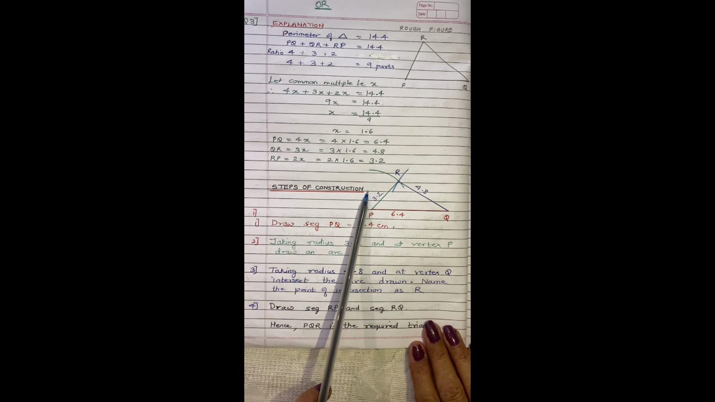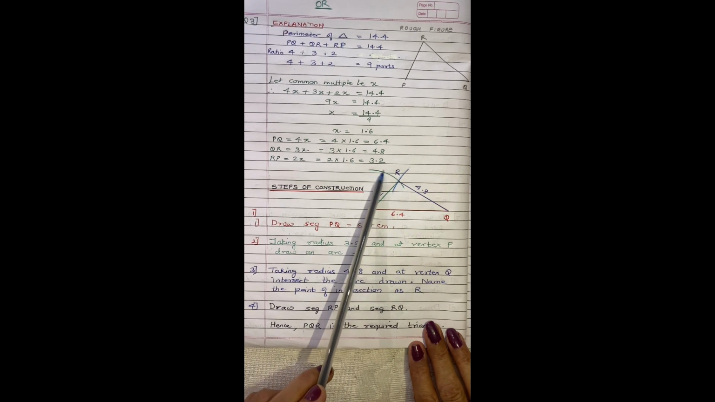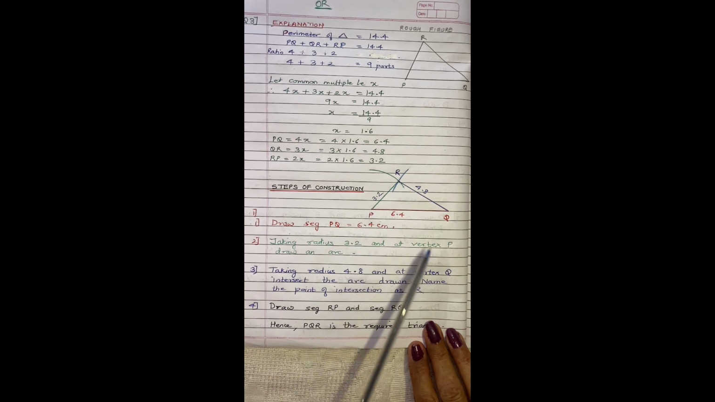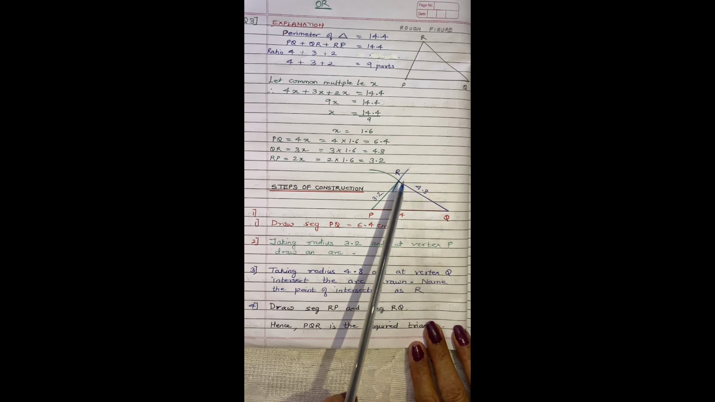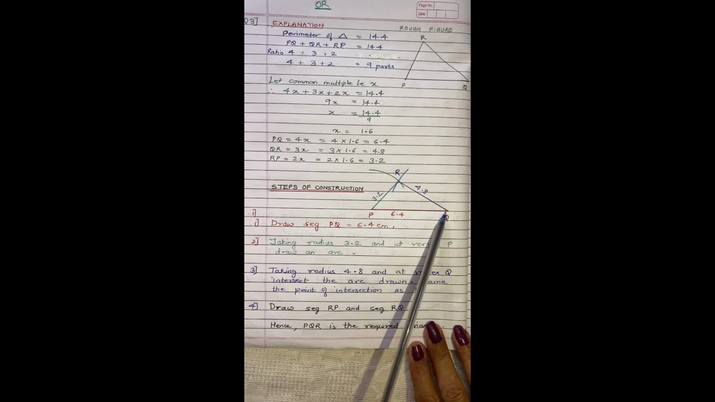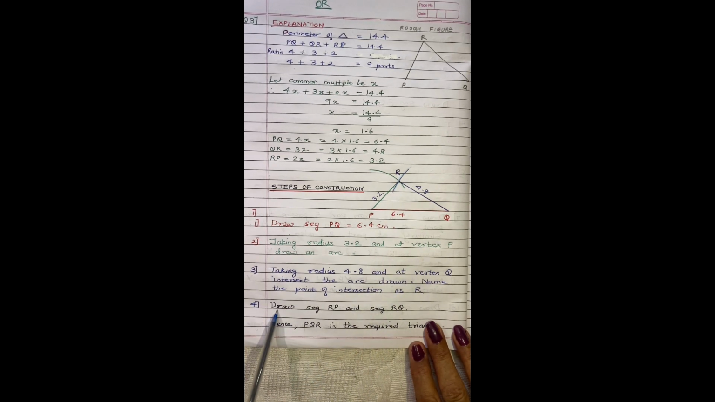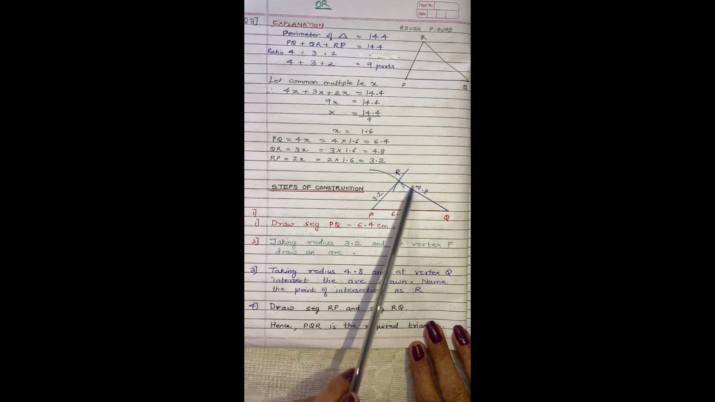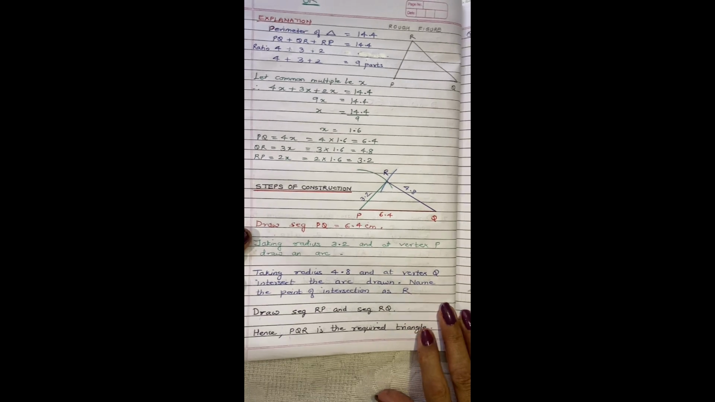So steps of construction. First is draw segment PQ measuring 6.4 centimeter. Then now we have got the measures of 3 sides. So taking radius as 3.2 here, draw an arc at vertex P. Then taking radius as 4.8, intersect the arc which is drawn at vertex Q, and you have got point of intersection R. Draw segment RP and RQ. Hence PQR is the required triangle.